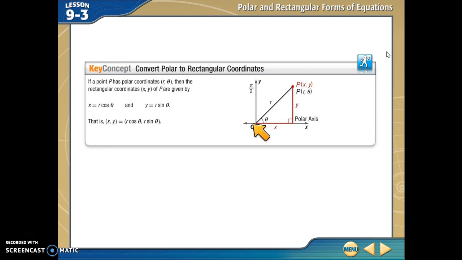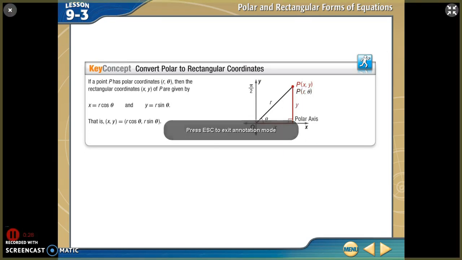We're used to, for rectangular, going over x and going up y. That's the point x, y. For polar, we go out a distance and we rotate an angle. And so we use our ideas of trigonometry to relate these.